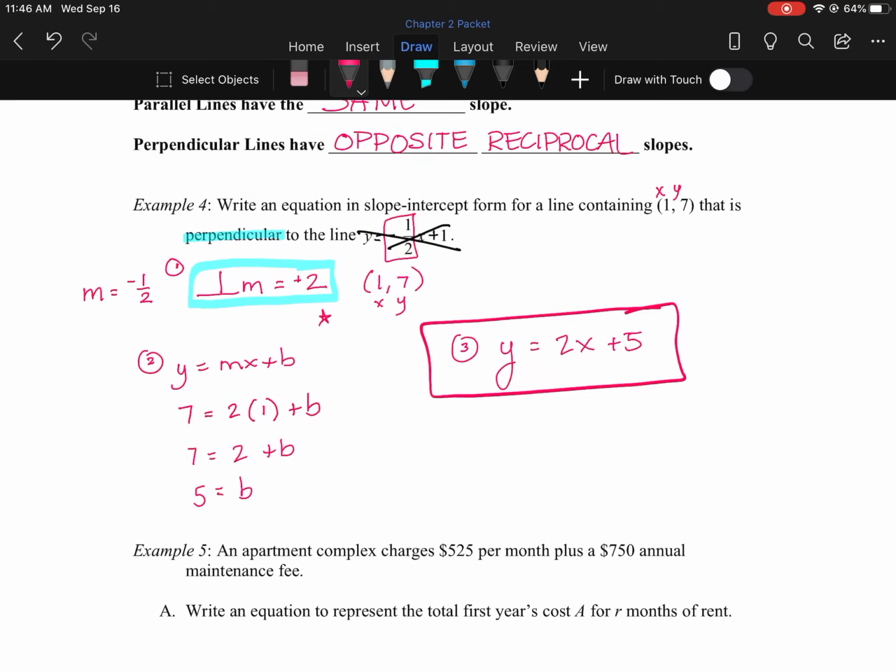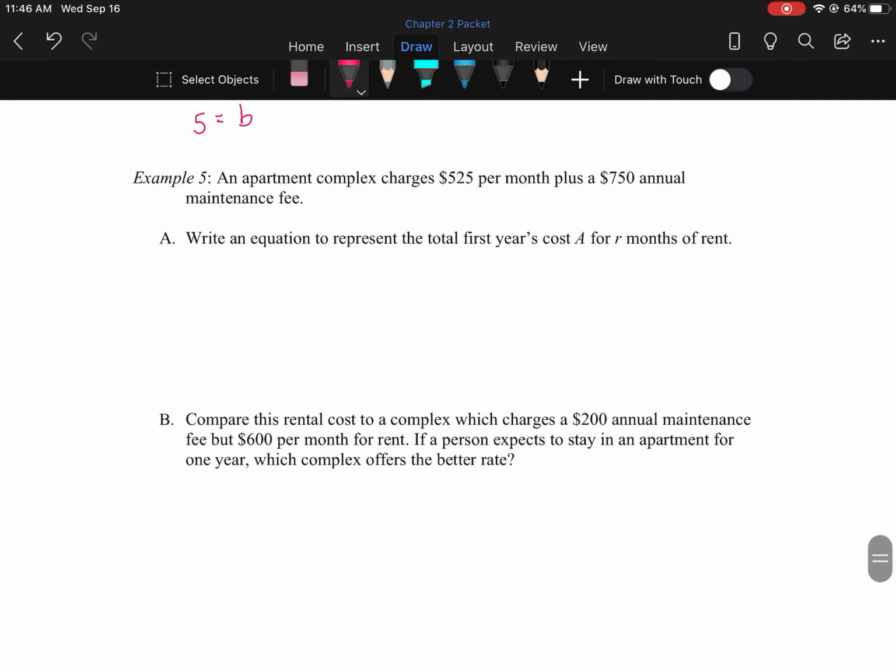All right, our last example is going to be sort of an application problem. It says an apartment complex charges $525 per month plus a $750 annual maintenance fee. Write an equation to represent the total year's cost A for R months of rent. So it wants a year's cost. That's what A is going to be. A is a year's cost.